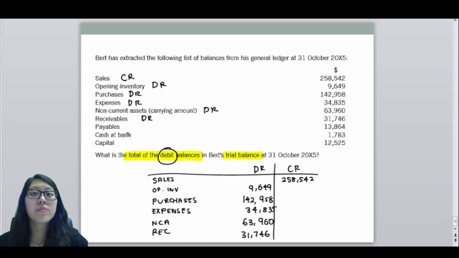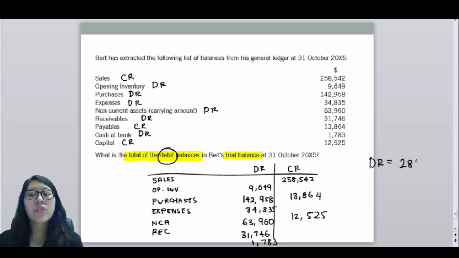Payables are your liabilities, your suppliers, so they will be a credit figure. They should be on the opposite side, $13,864. Cash at bank, you own cash, so it's a current asset, so it's going to be a debit figure. And capital is capital, so it's credit. So 1,783 and 12,525. So when you total all of these, they should be able to balance. So by right, the debit should equal to 284,931, whereas credits would also be 284,931.